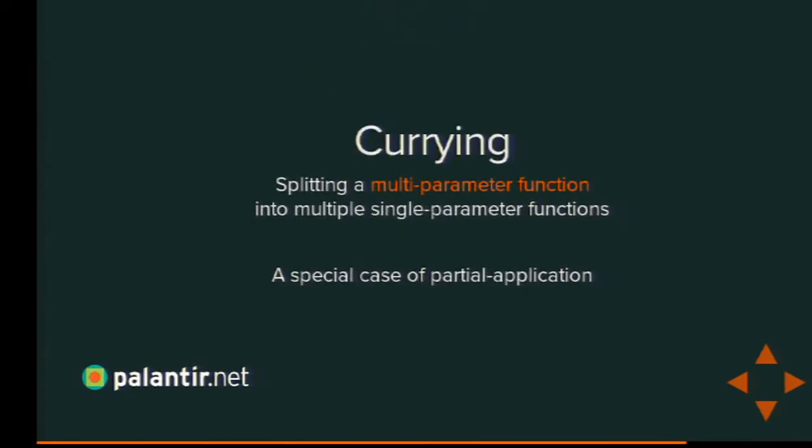Currying is the process of splitting a multi-parameter function into a series of single-parameter functions that do the same thing. In general, this concept is called partial application. You're going to halfway call a function. Huh?